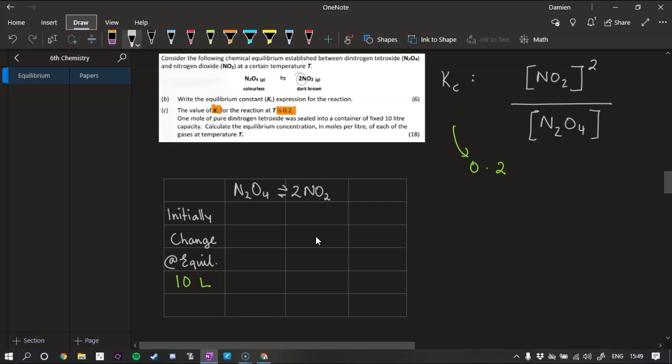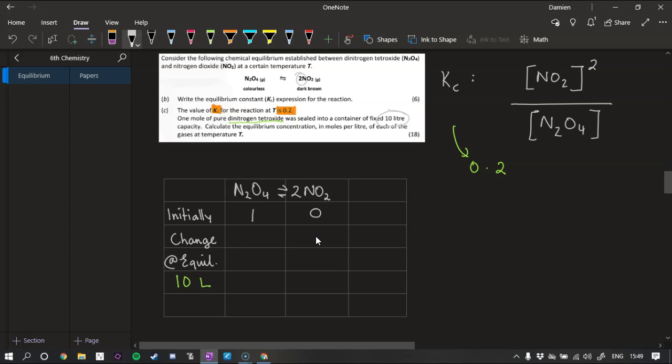So we've got initially, change, and at equilibrium, and this one is a 10-litre container. So again, we have to take that into account. There's the 10-litre container there. So initially, what have we got? It says 1 mole of pure dinitrogen tetroxide. Dinitrogen tetroxide means there's 4 oxygens. So that's obviously the first one. So initially, we're going to go with 1 mole of this. On the other side, initially, we're always going to have 0 because nothing has been formed.